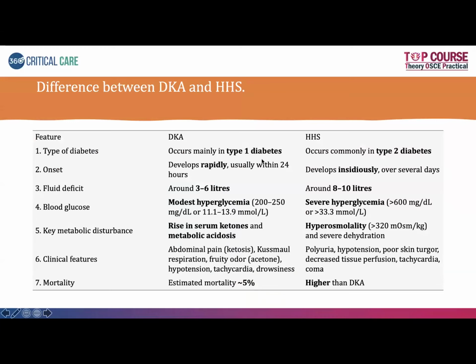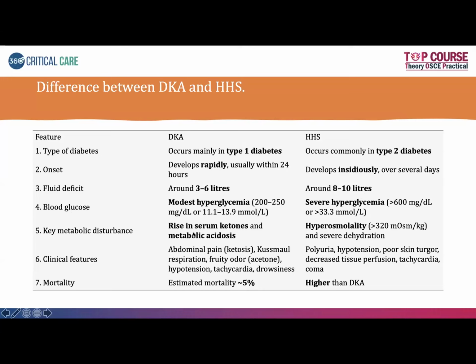In terms of the type, DKA mainly occurs in type 1. HHS usually in type 2. The onset in DKA is usually rapid, within 24 hours, whereas in HHS it is usually insidious over several days. The fluid deficit is almost 6 liters in DKA. Here it's a very huge deficit, 8 to 10 liters. The blood glucose levels, modest hyperglycemia will be there. Here severe hyperglycemia more than 600.